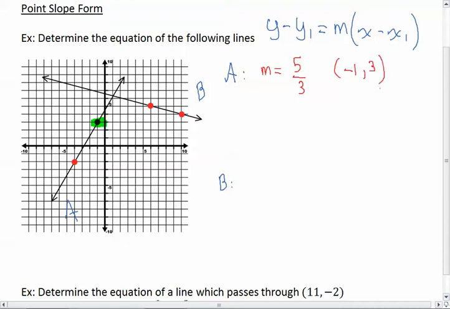And the nice thing is it doesn't matter which point we choose. We will get the exact same equation no matter which point we choose. That's the powerful thing about point slope form. Now we have to plug them in, right? So I should get y subtract 3 is equal to 5 over 3 multiplied by x subtract negative 1. Okay?